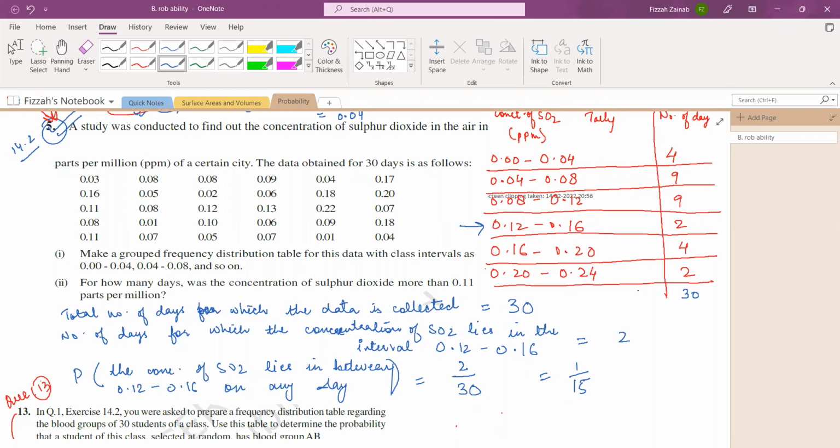Yes, Mridula, is this correct? Is this clear? Yes, ma'am. Okay, please note it down. Yes, done.